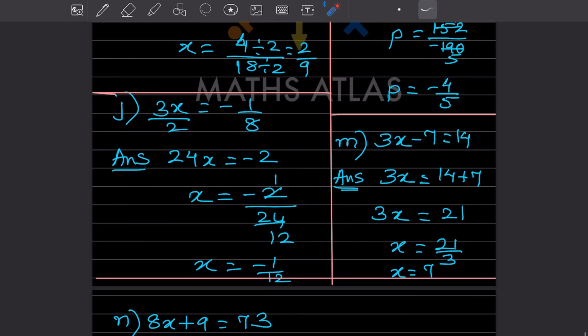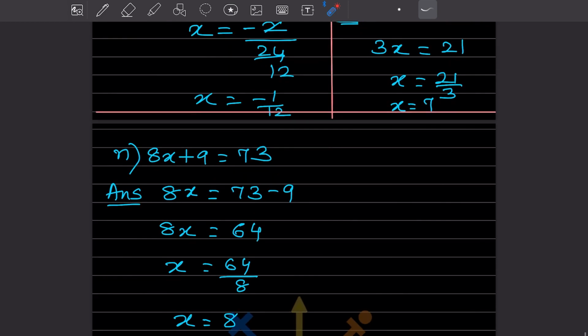Now the next one says that 3x minus 7 is 14. So 3x is 14, as it is on the right hand side. So minus 7 goes on the right, so it is going to be plus 7. So 3x is 21. So x is going to be 21 divided by 3. That is, x is 7.